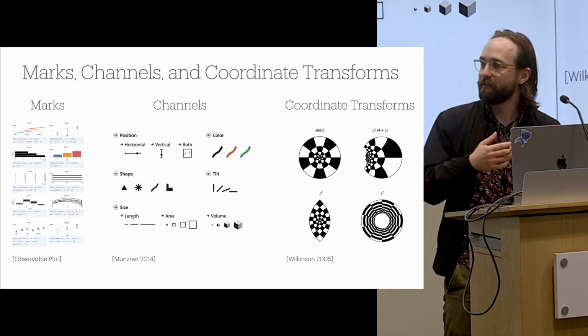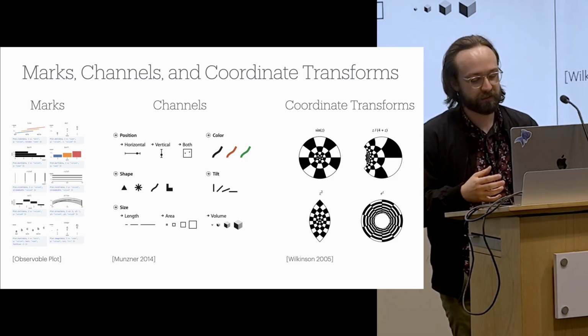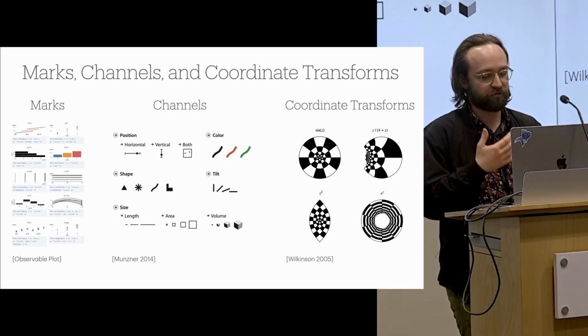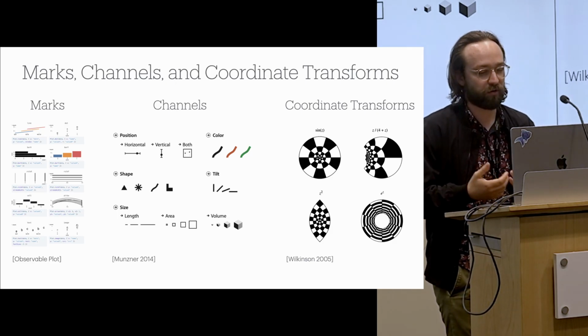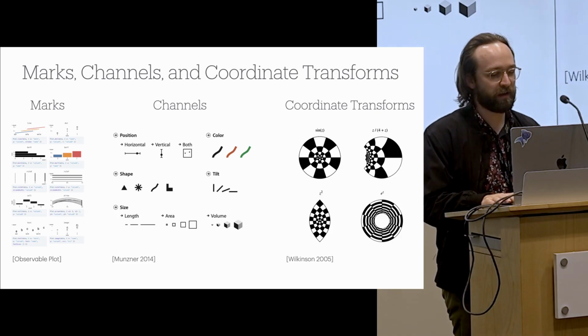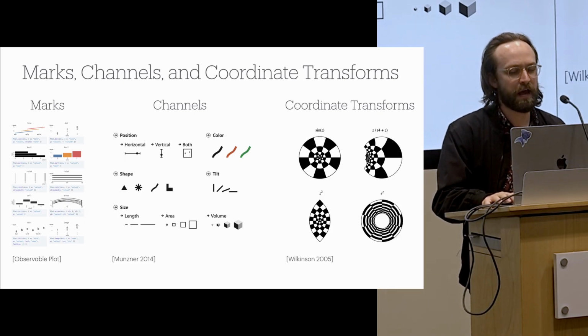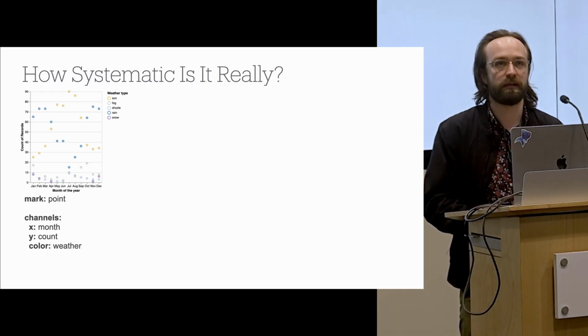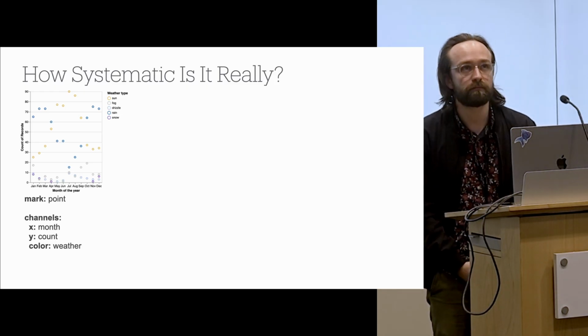At the time, the grammar of graphics was a huge advance over the attempts at systematizing graphics that came before. But it's been about 25 years, and we can ask: how systematic are these relationships between different points in the visualization design space?